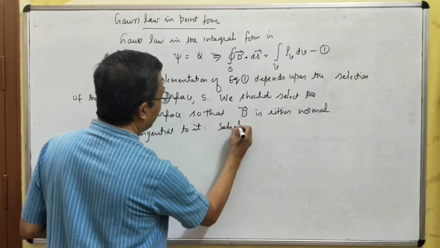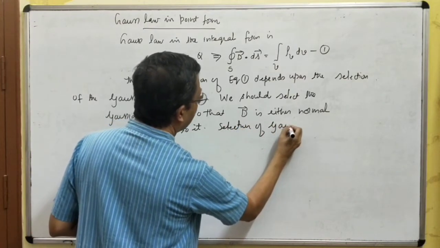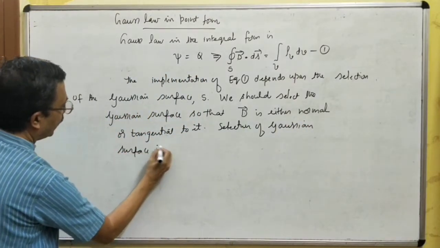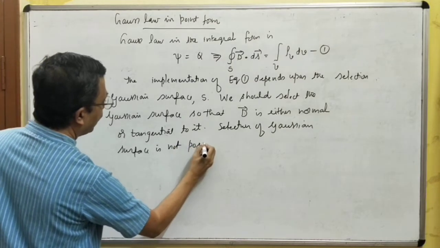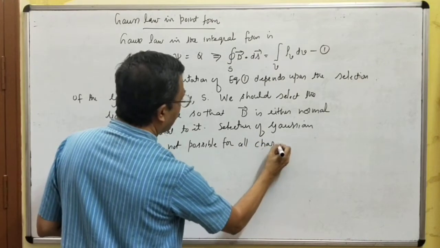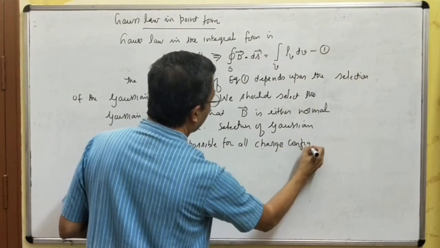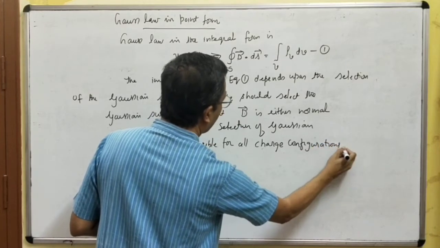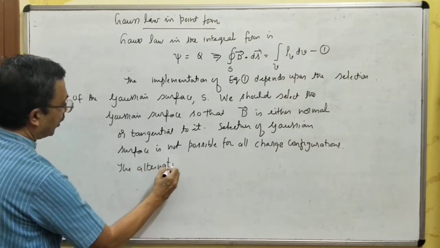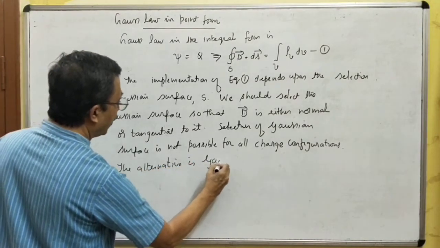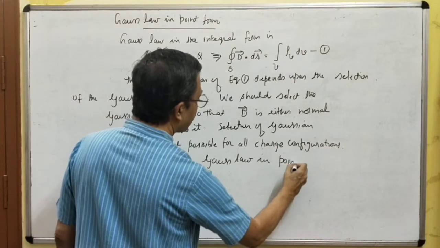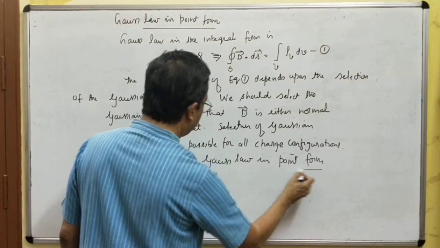Selection of Gaussian surface is not possible for all charge configurations. The alternative is Gauss law in point form. So let me teach you now Gauss law in point form.